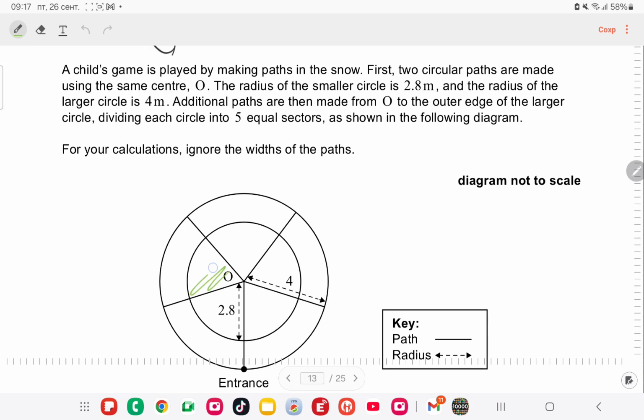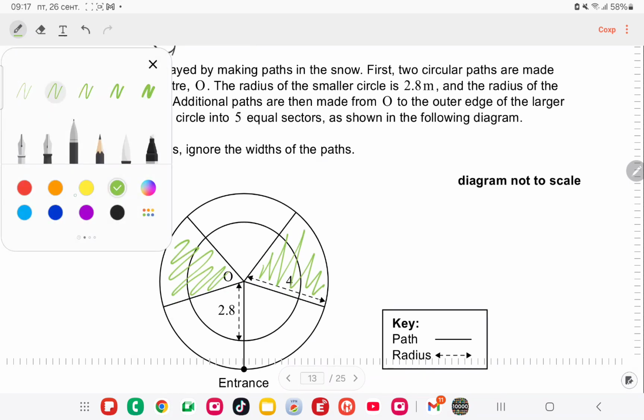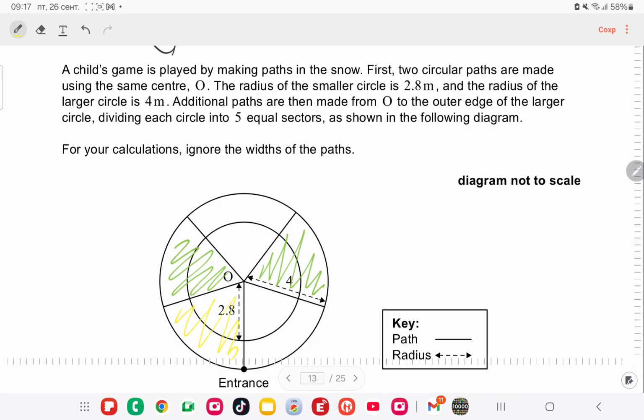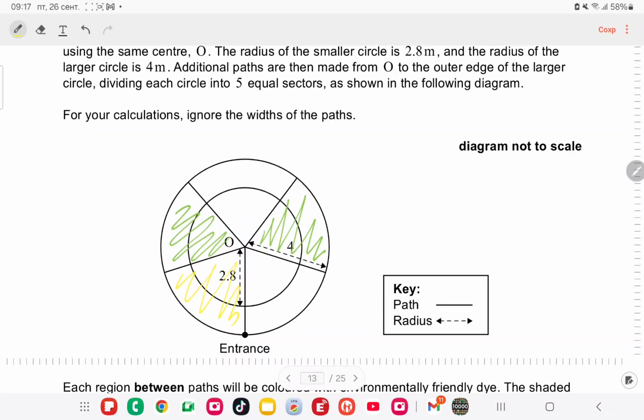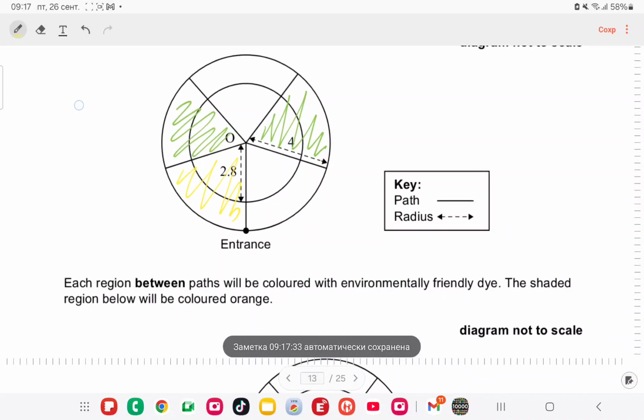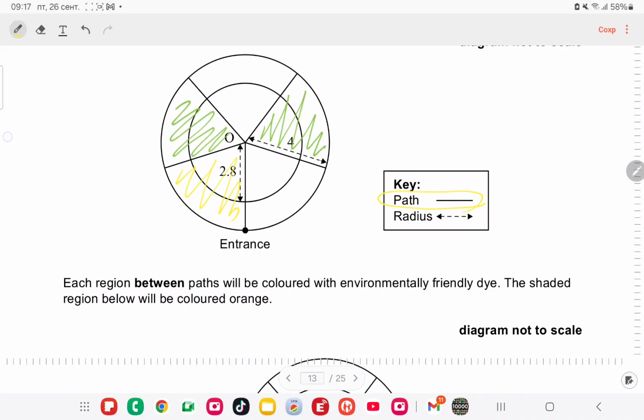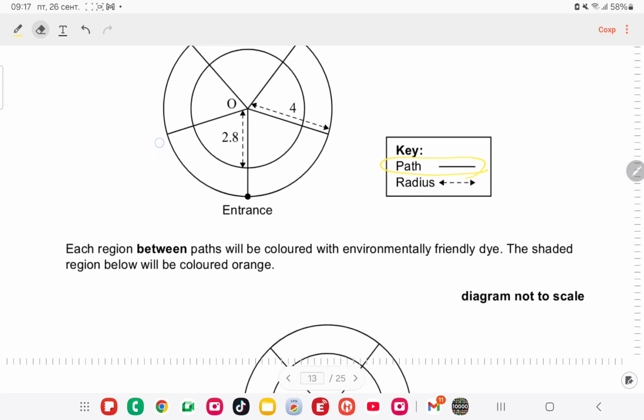Let me underline this because we are going to use these 5 equal sectors, right? And in another color here. So there are 5 equal sectors. For your calculation, ignore the width of the paths. Okay, so this is a path, you see, and the dashed line is a radius.